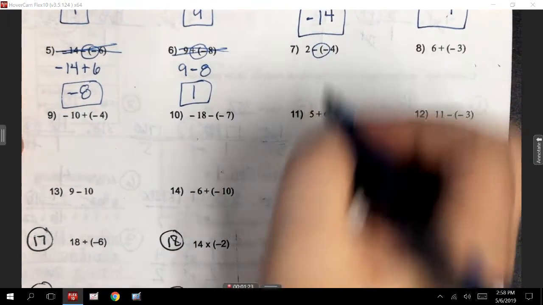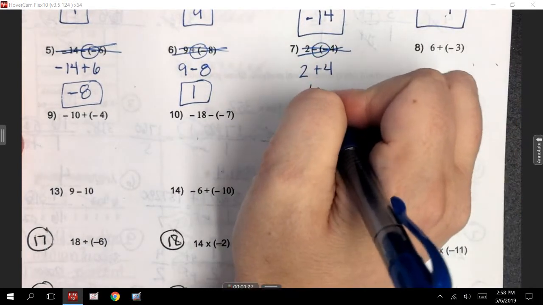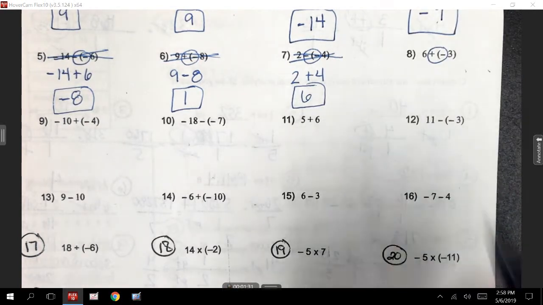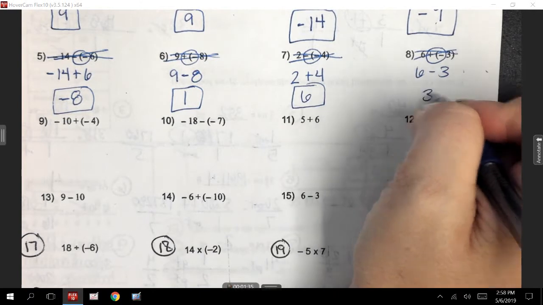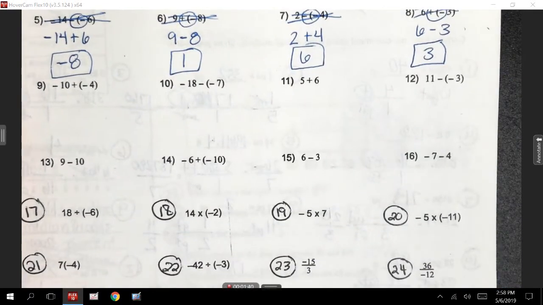Number 7, circle my double sign, so it becomes 2 plus 4. That problem's gone. 2 plus 4 I know is 6. Double sign. 6 minus 3, since they're different. 6 minus 3 I know is 3. So those all ended up kind of working out to be nice problems.